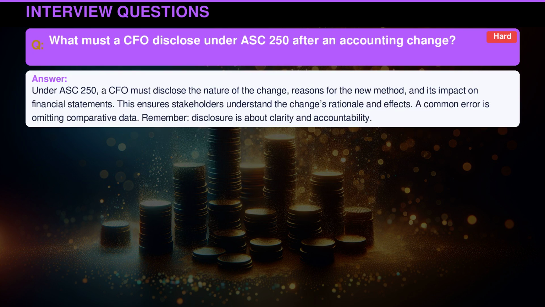Under ASC 250, a CFO must disclose the nature of the change, reasons for the new method, and its impact on financial statements. This ensures stakeholders understand the change's rationale and effects. A common error is omitting comparative data. Remember, disclosure is about clarity and accountability.